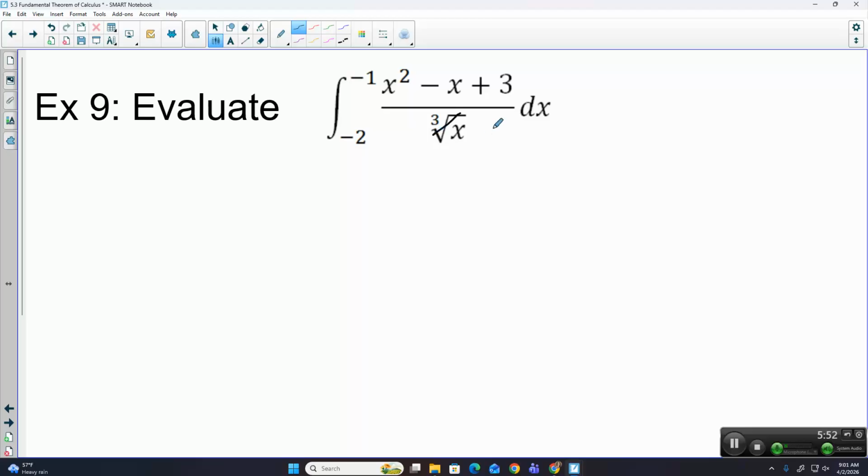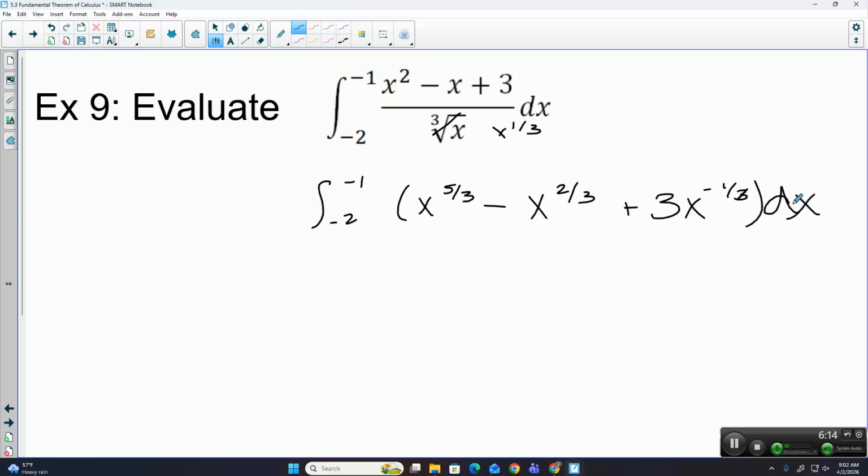Right. Think of this as x to the 1/3, and then we know we break apart. So x squared over x to the 1/3, you subtract exponents, so x to the 5/3. Minus x over x to the 1/3, that would be x to the 2/3. 3 over x to the 1/3 would be 3x to the negative 1/3.